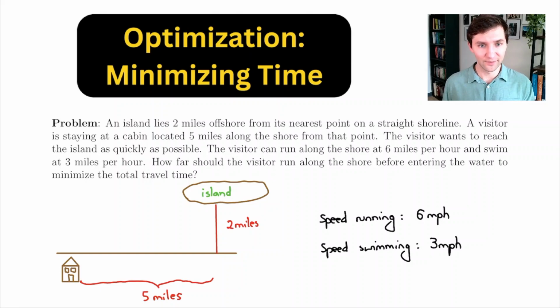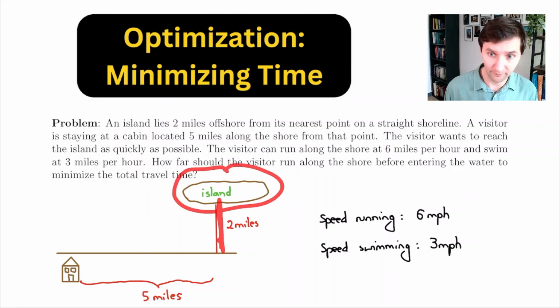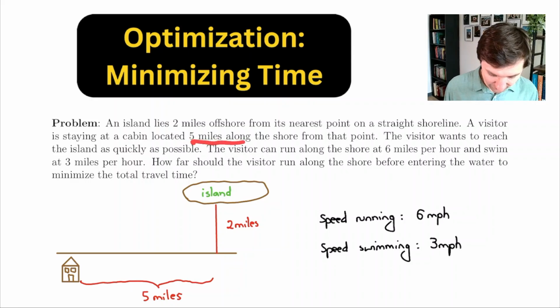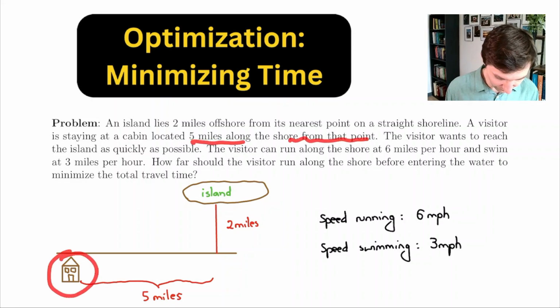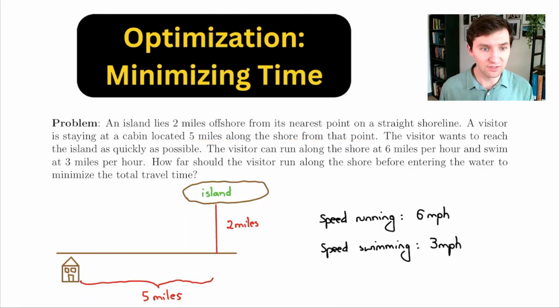Hi everyone. Let's solve an optimization problem asking us to minimize the time it takes a visitor to get to an island. An island lies 2 miles offshore from its nearest point on a straight shoreline. A visitor is staying at a cabin located 5 miles along the shore from that point. The visitor wants to reach the island as quickly as possible.